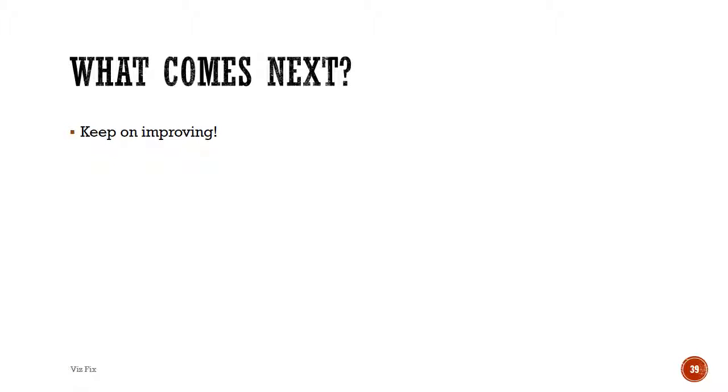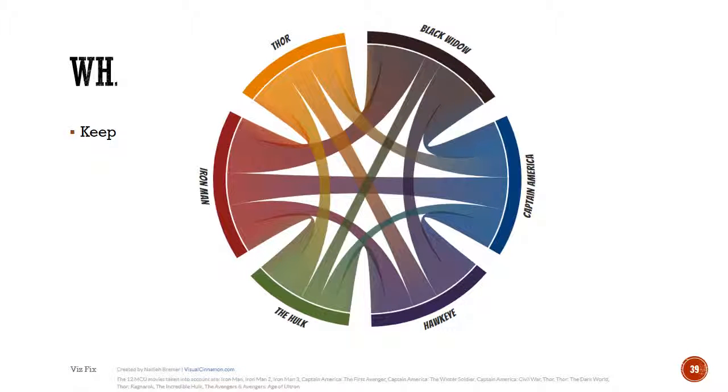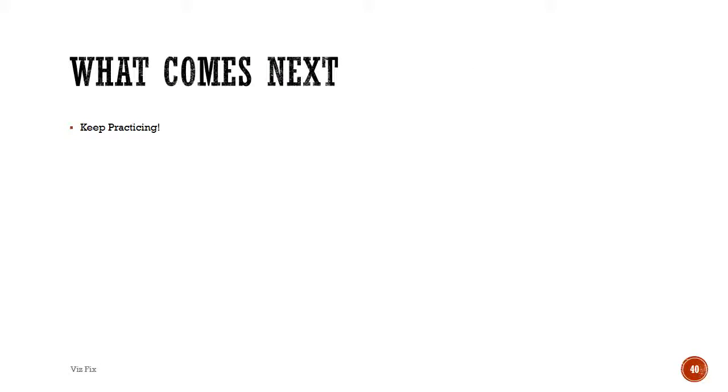So what comes next? For me, well, I need to keep on improving. I want to be able to make something like this Avengers network. Better skills mean better visualizations. Keep learning. And secondly, I need to keep practicing. Once I learn to make that awesome Avengers graphic, I have to keep practicing those skills.